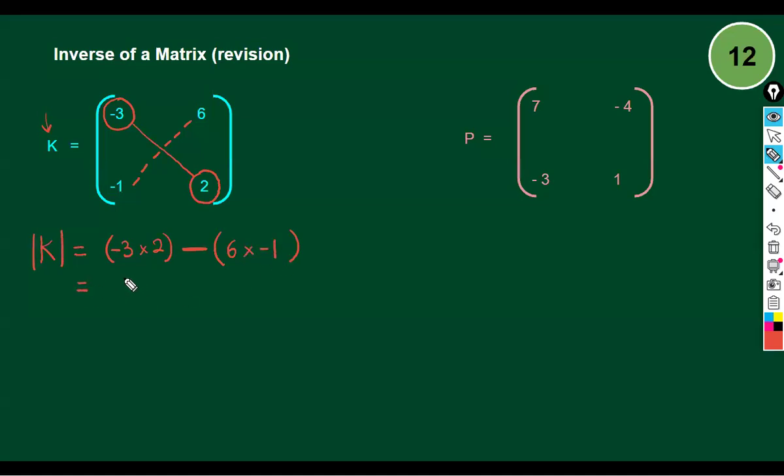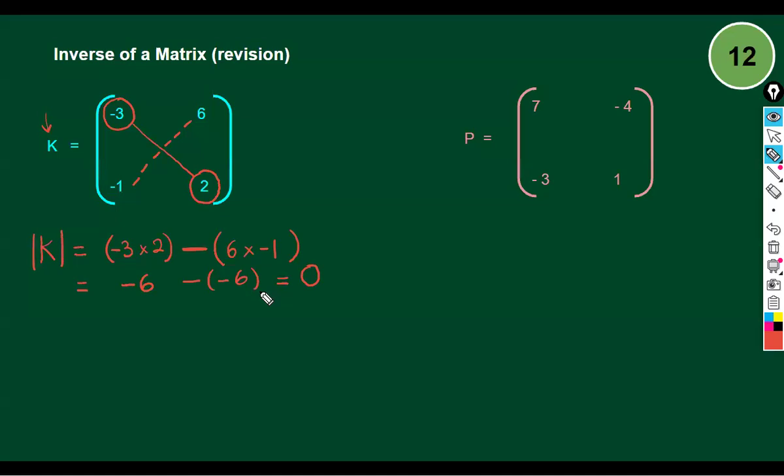So let's see what we get here. -3 by 2 is -6. You must put this minus sign here. And 6 by -1 is -6. So remember, 2 minus signs you're going to touch here. Aren't you going to get a determinant of 0? Because -6 plus 6 is 0. So the determinant is 0.